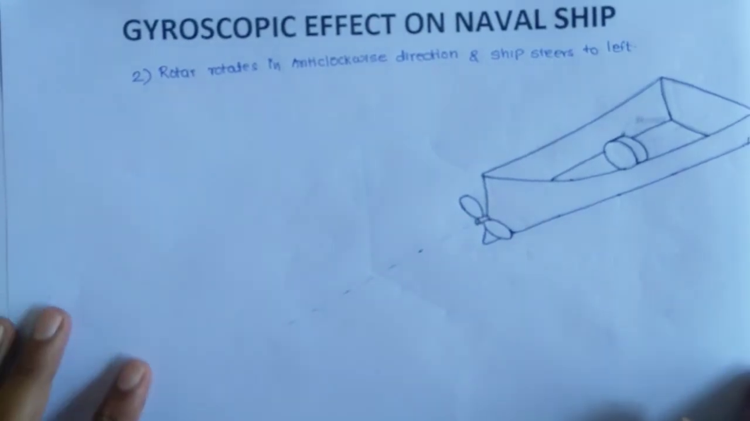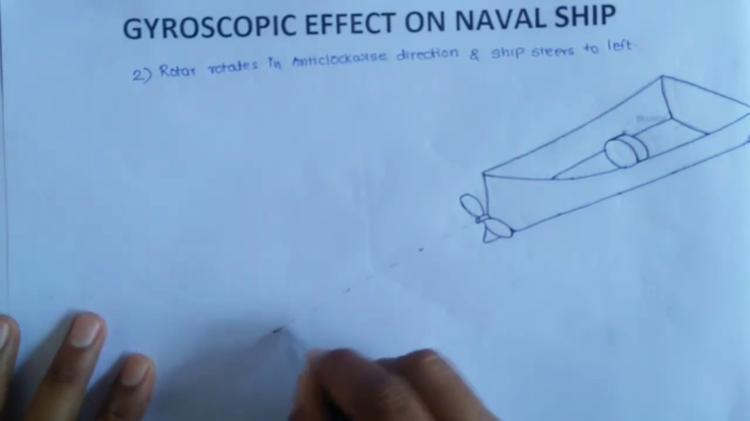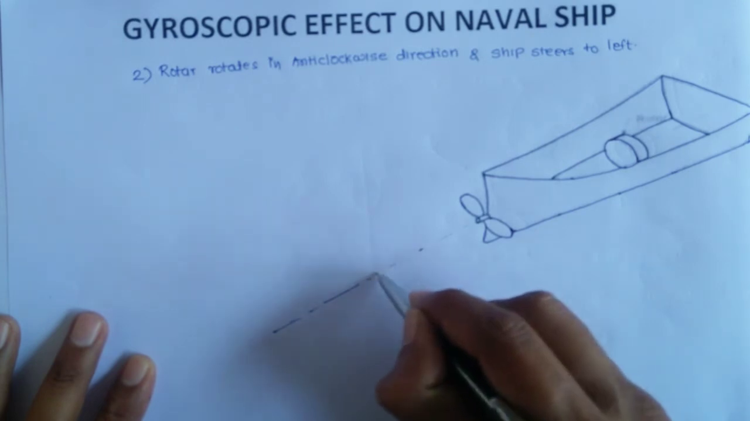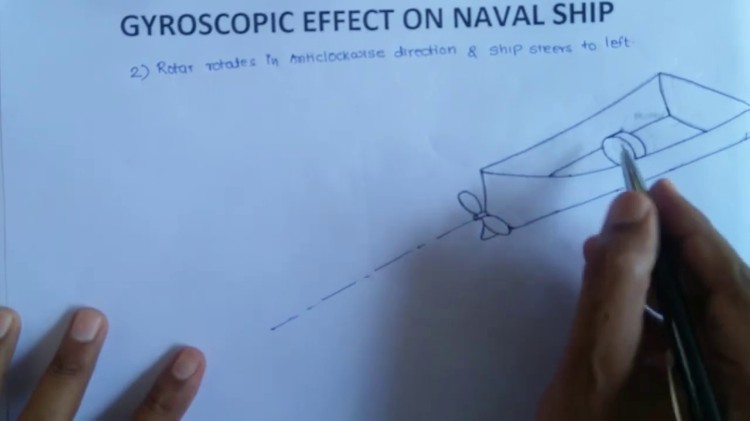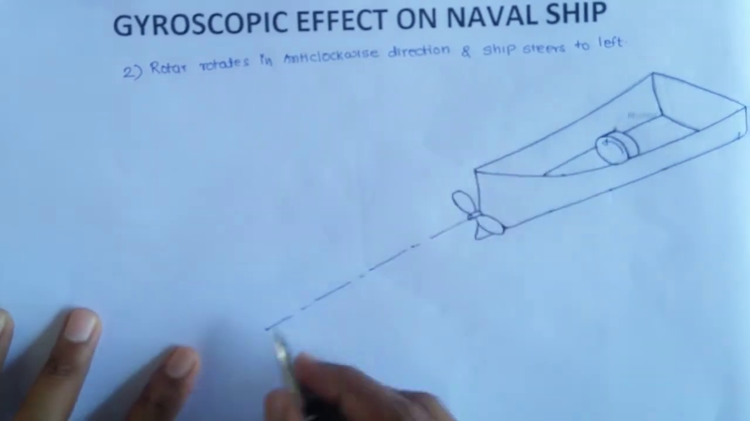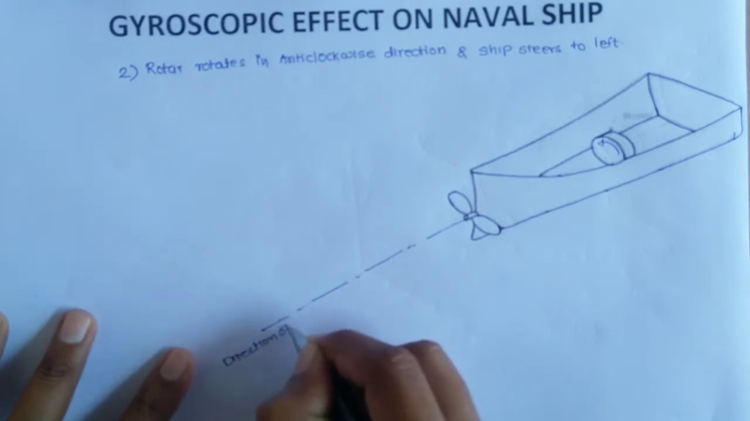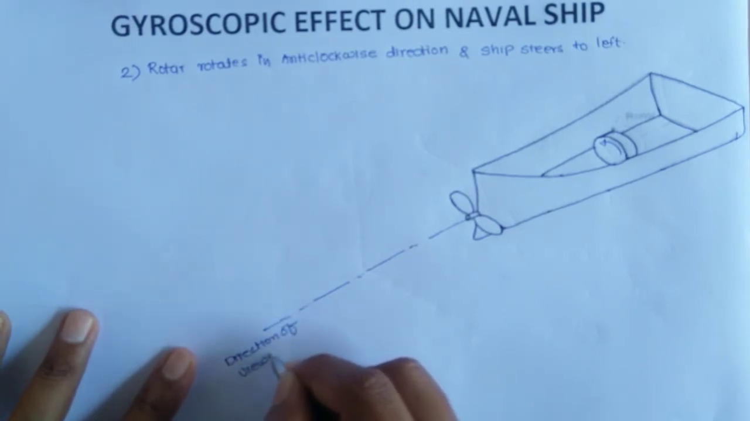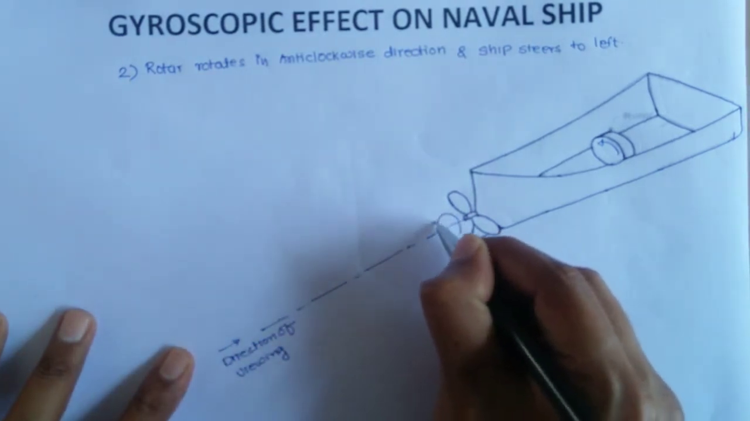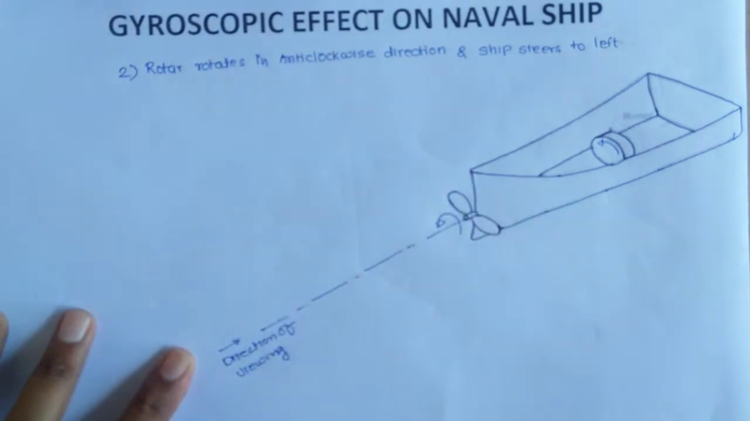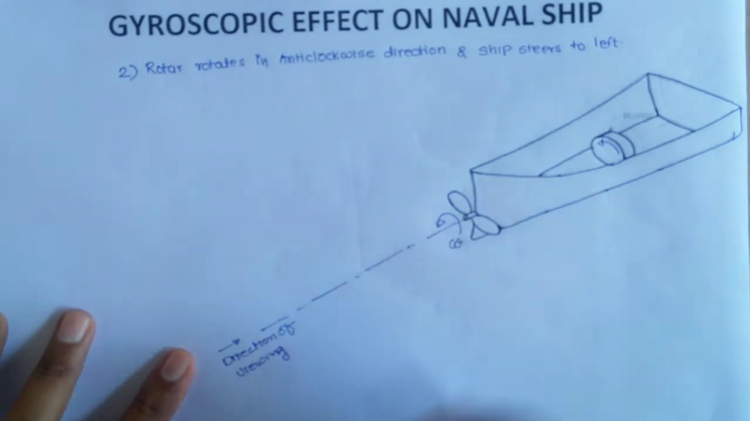So in the second case, we know that the rotor rotates in anti-clockwise direction. So let us draw, this is the axis of rotor. Okay, and we know that our rotor is rotating in anti-clockwise direction. So if we see from this end, this is the direction of viewing. So we see from this end and we see that our rotor is rotating in anti-clockwise direction, with omega angular speed.